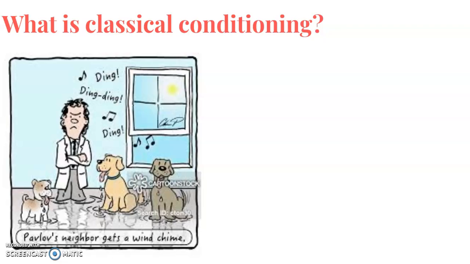Classical conditioning was researched by the psychologist Ivan Pavlov. He discovered that he could train dogs to salivate at the sound of a neutral stimulus, such as the ringing of a bell. As we can see in this picture, Ivan Pavlov's dogs were very grossly salivating to their neighbors' wind chimes, because the sound of the wind chimes resembles the ringing of the bell that he conditioned the dogs to salivate to.